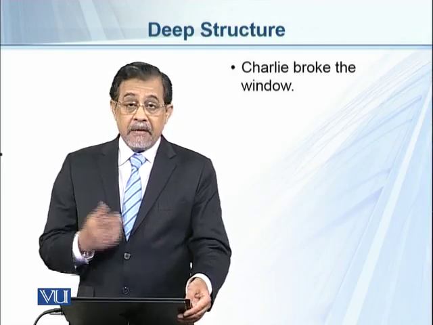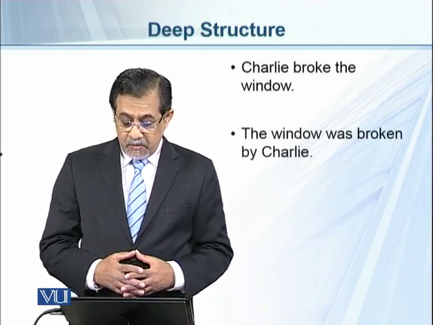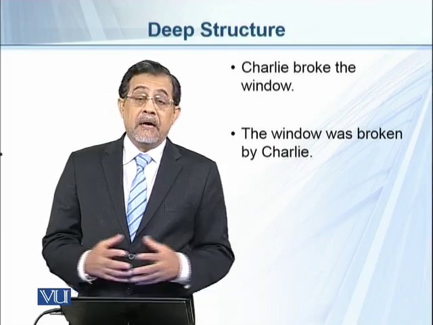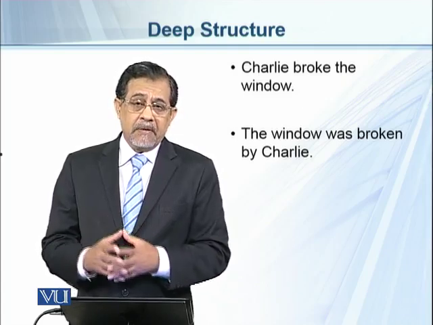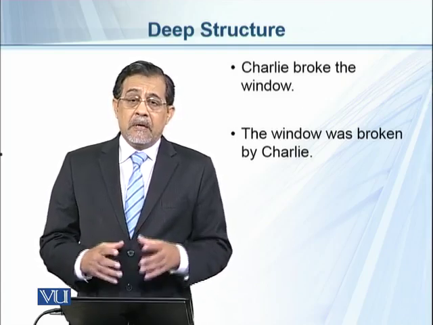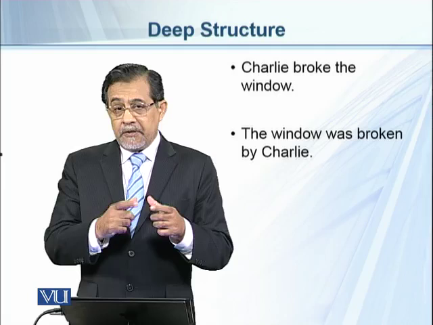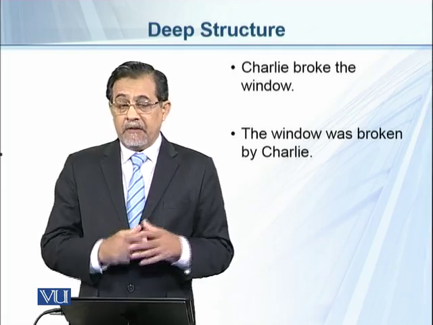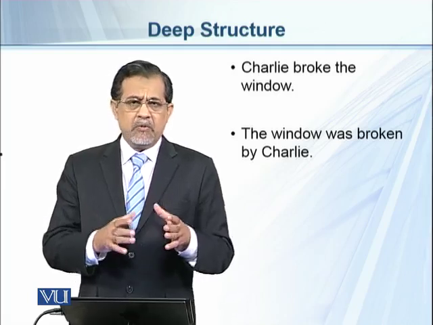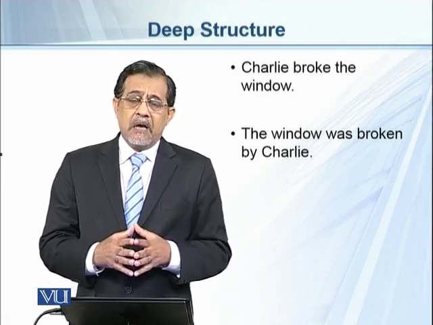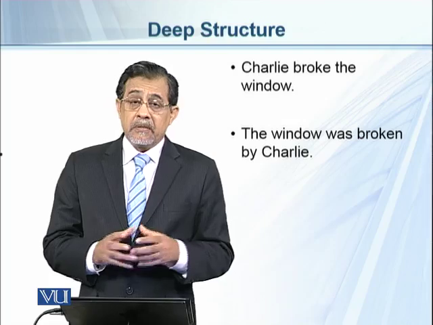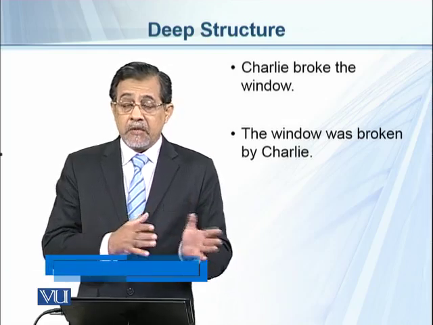So we can have another sentence. The window was broken by Charlie. Obviously, all of us know that it is a passive version of the same active sentence. But what is the difference between these two sentences? If we look at the meaning, there's not much difference in the meaning of these two sentences. So far as the structure is concerned, we know that one is active, one is passive.